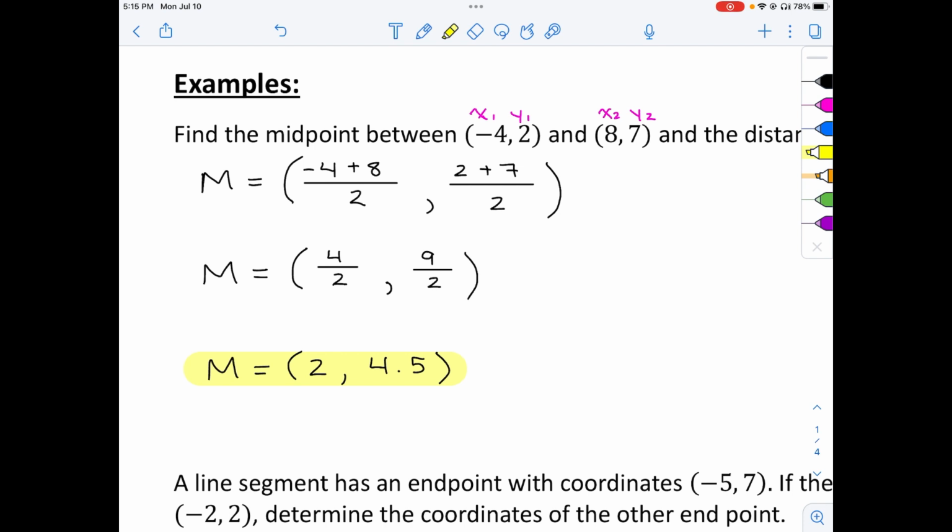Okay, so that is the midpoint of that line segment, and if I were to graph those points and then graph the midpoint, I would see that the distance between one endpoint and the midpoint is the same as the other endpoint and the midpoint if I were to measure the distance there.